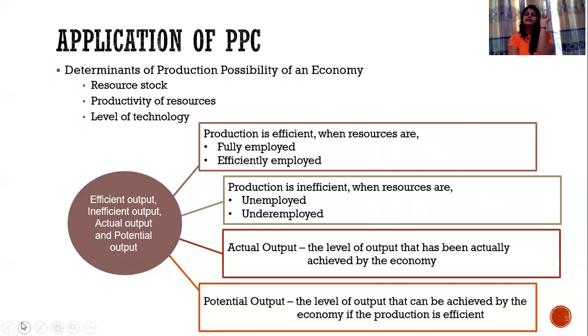Okay, then the third concept is actual output. Actual output is the level of output that the economy has actually achieved. It can be on the PPC or inside the PPC. Okay, then the potential output. Potential output is the level of output that an economy can achieve if the economy is production efficient. That is, if the economy is under full employment and full production, the output that an economy can achieve, that is what you call the potential output.